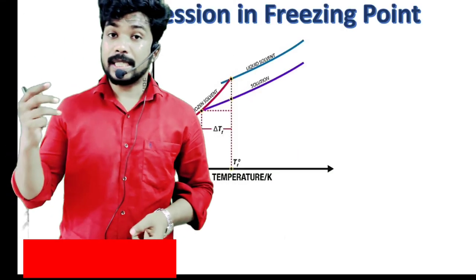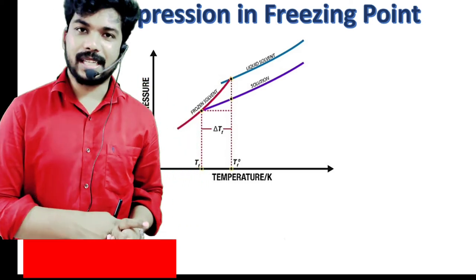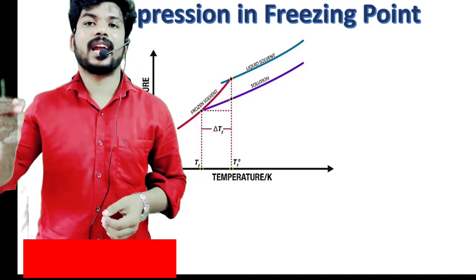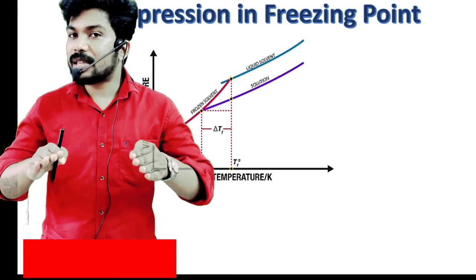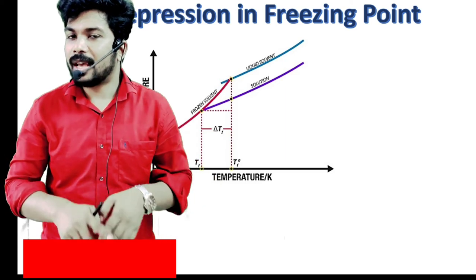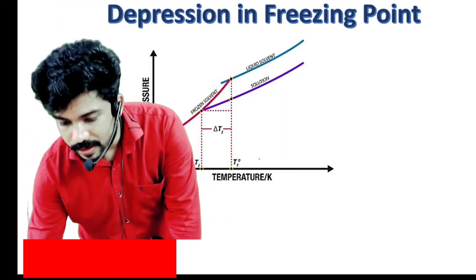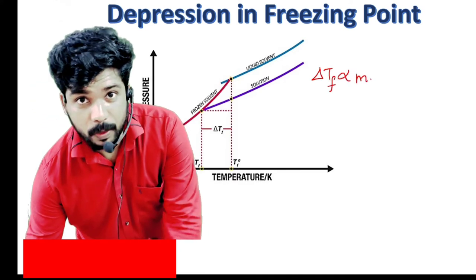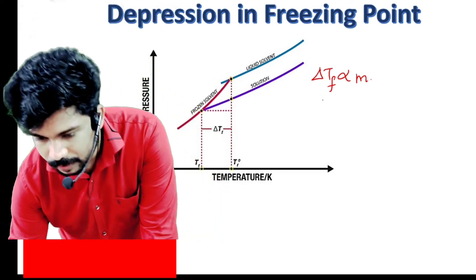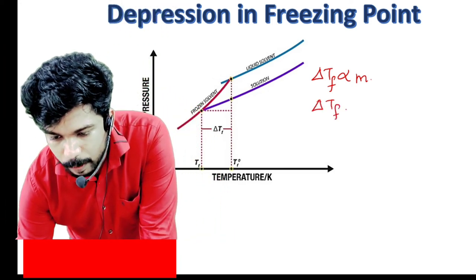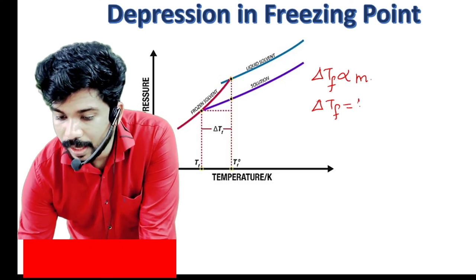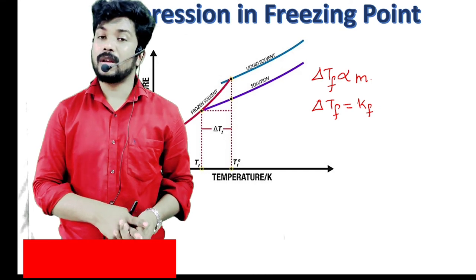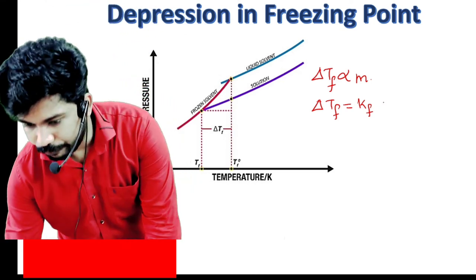So let us go to the third colligative property, that is depression in freezing point. I already told you that when a solute is added to a solvent, its freezing point will also decrease. The change in this freezing point is called delta TF, and that is also directly proportional to molality. To change the proportionality sign, it is multiplied with a constant, that is the cryoscopic constant or molar depression constant KF, into m.